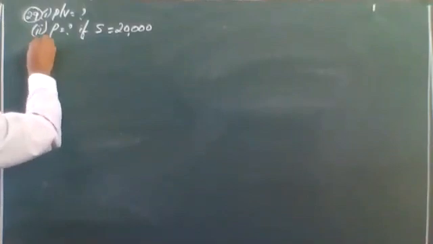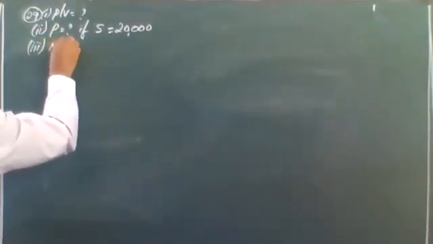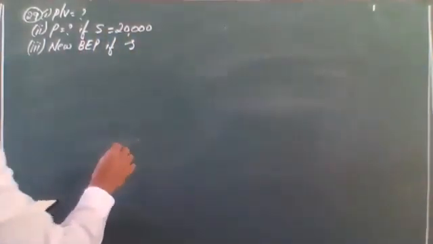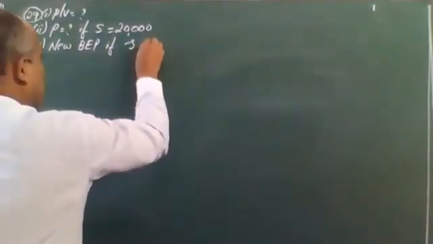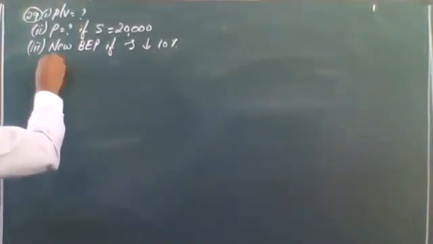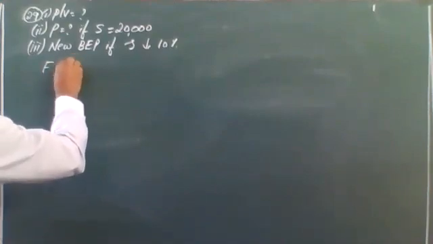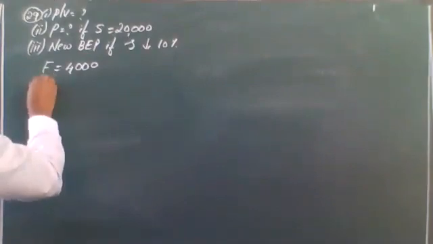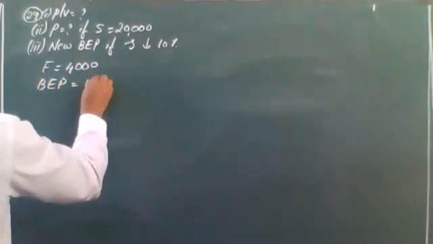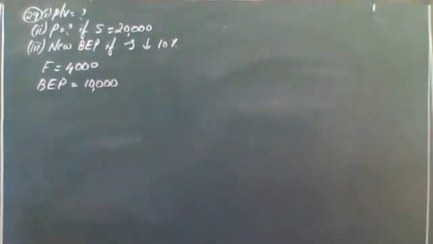And the third one, if selling price is reduced by 10%. And he gives you the information like this. Fixed expenses are given as 4,000 rupees, and break-even point is already given to you. Break-even point in terms of rupees is 10,000 rupees. Okay, this is the question.